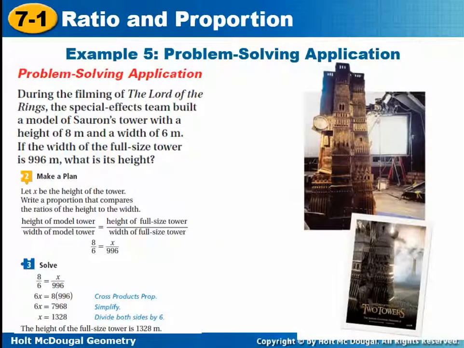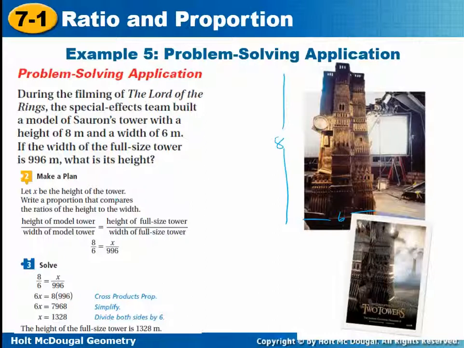All right, here's a problem where we would be using ratios. In this case, another Lord of the Rings thing. The special effects team of Lord of the Rings built a model of Sauron's tower with a height of 8 meters and a width of 6. If the width of the full-size tower in the movie is 996 meters, what is its height?